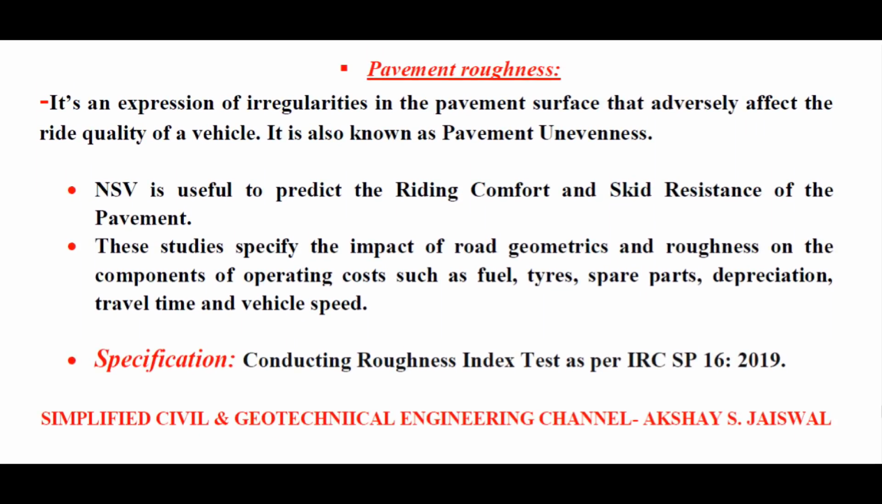Now we are going to discuss pavement roughness. It is an expression of irregularities in the pavement surface that adversely affect the ride quality of a vehicle. It is also known as pavement unevenness. NSV is useful to predict the riding comfort and skid resistance of the pavement. The studies specify the impact of road geometrics and roughness on the components of operating cost such as fuel, tires, spare parts, depreciation, and travel time with vehicle speed.